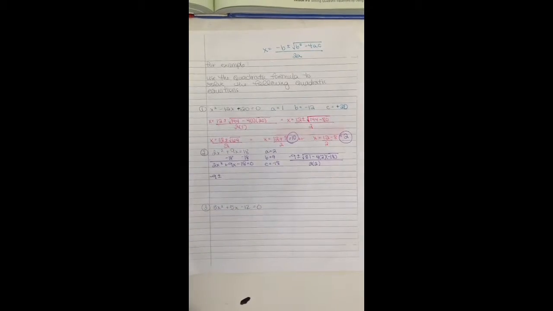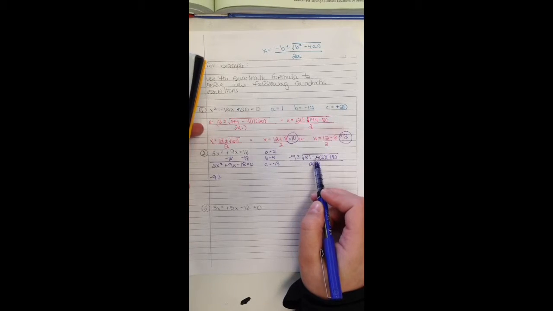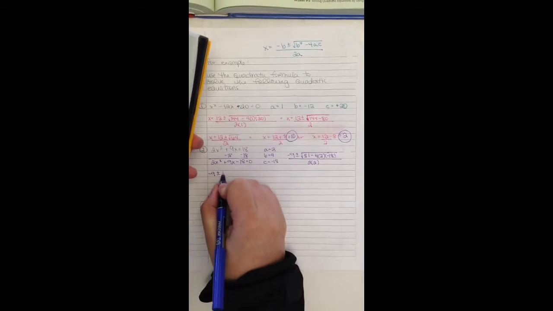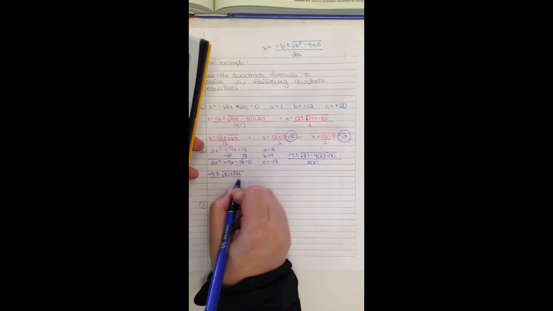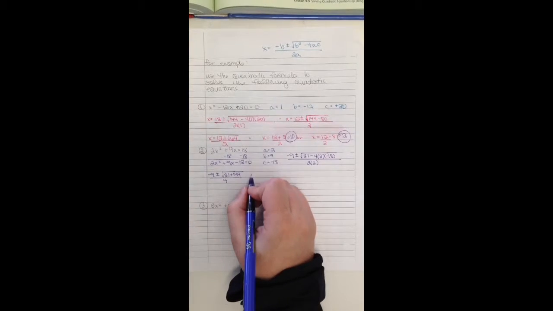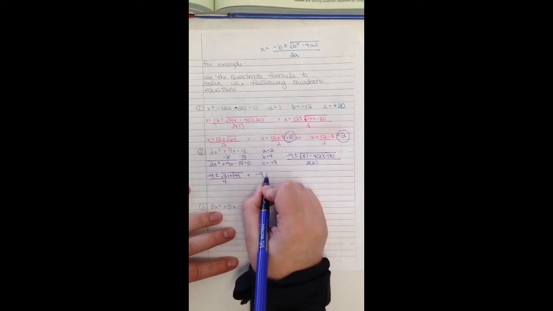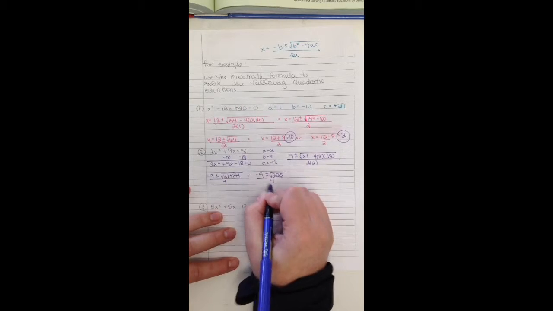Now I'm going to use my calculator. I have 4 times 2 times negative 18. And I have 81 minus a negative 144. So I'm actually going to just take 81 plus 144 because it was minus a negative, all over 4. Now that gives me negative 9 plus or minus the square root of 225 over 4.